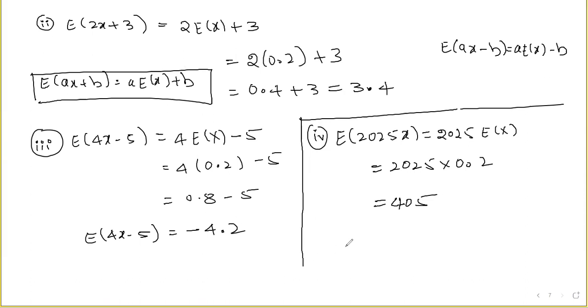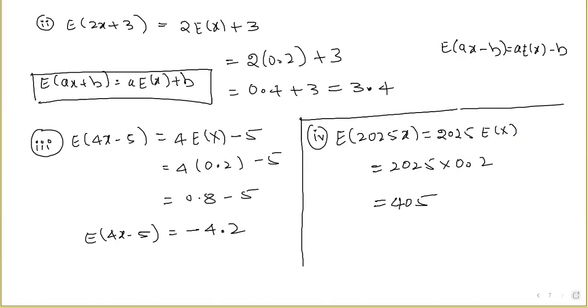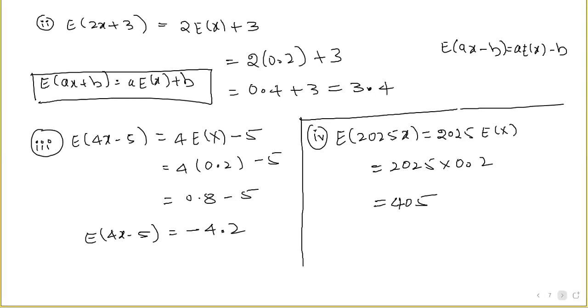I hope all four are very simple and we can get them easily. The fifth one. What is the fifth one? That is expected value of x square. How to find expected value of x square?